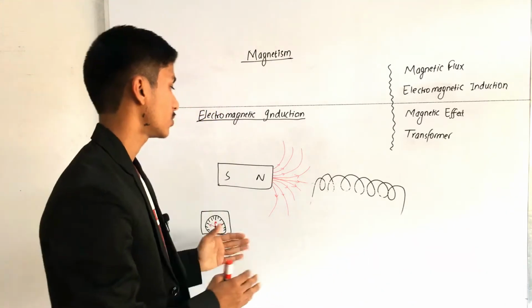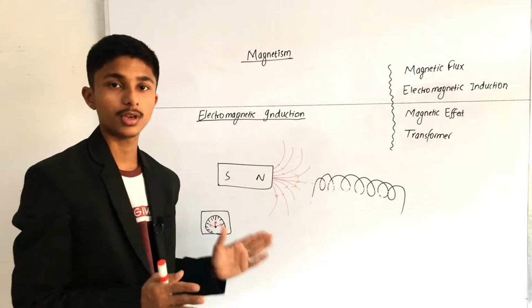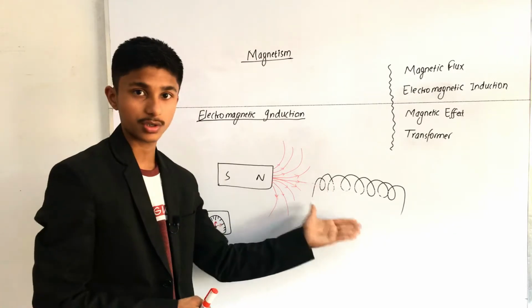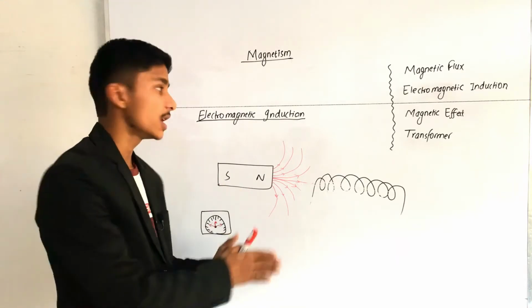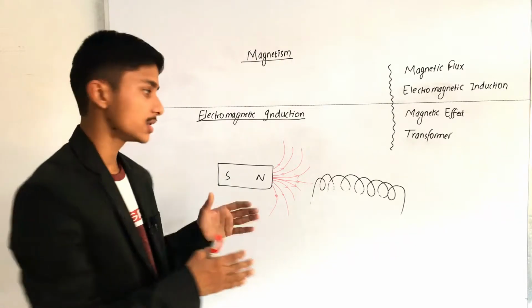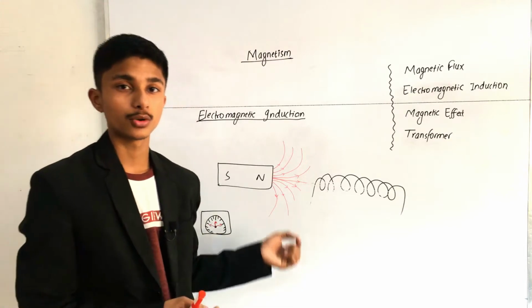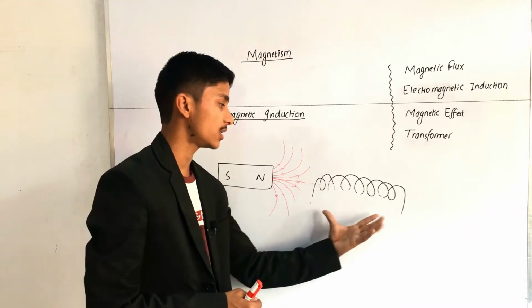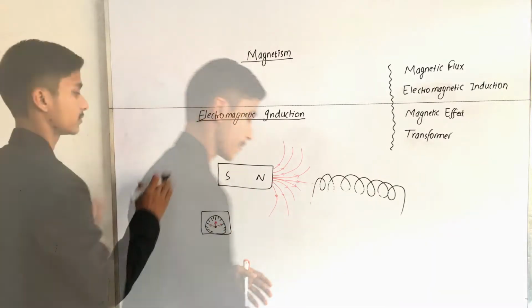Therefore, we can say electromagnetic induction is when magnetic flux changes, an EMF is induced. This phenomenon is called electromagnetic induction. The result of induced EMF is induced current. That means current is produced in this coil. Therefore, this is called electromagnetic induction all together.